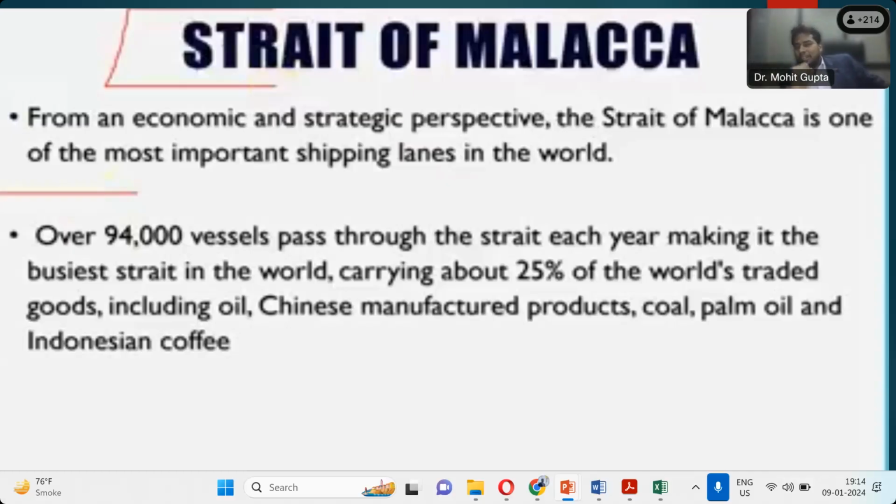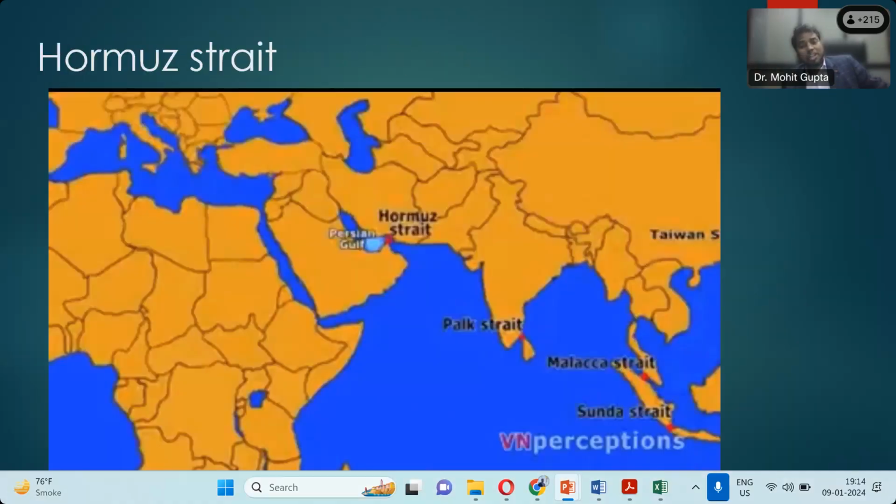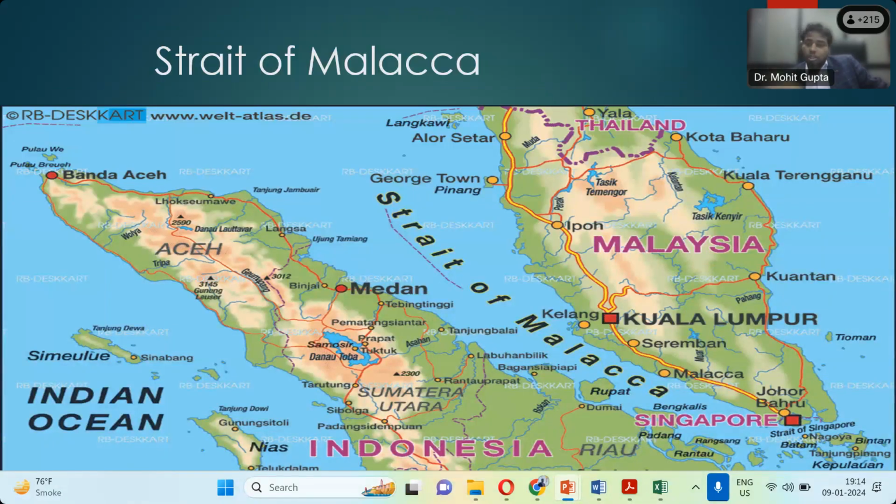This will be clear when we see the data, because straits are very crucial for international trade and commerce. For instance, in the Malacca Strait, around 94,000 vessels pass every year, and 25% of the world's traded goods pass through those straits, which means that those straits, although they are very narrow, are crucial. As per data, there are 50 straits which are less than 12 nautical miles.